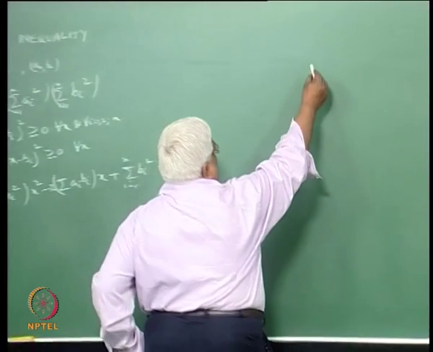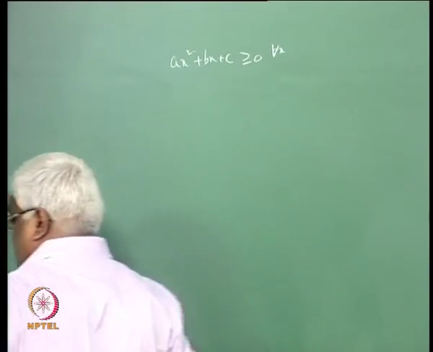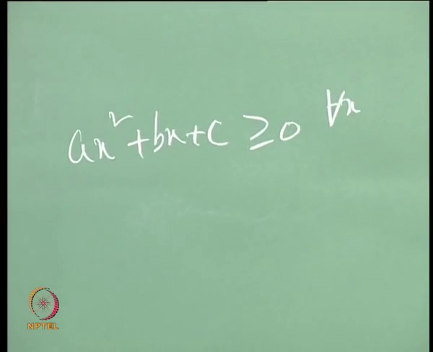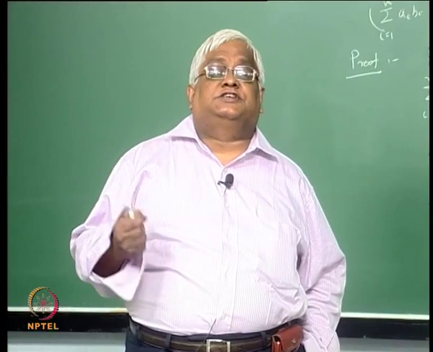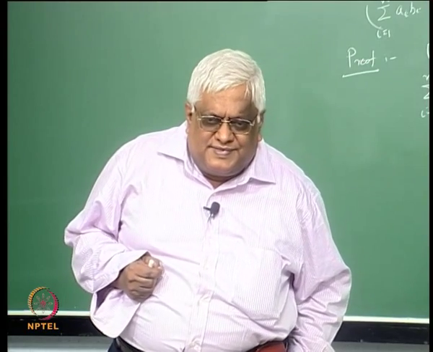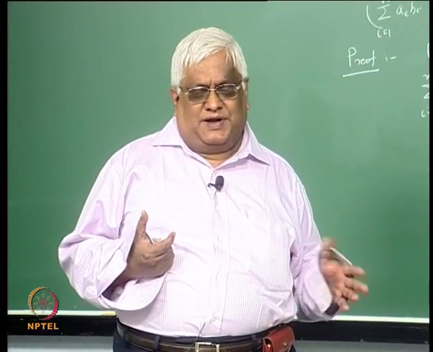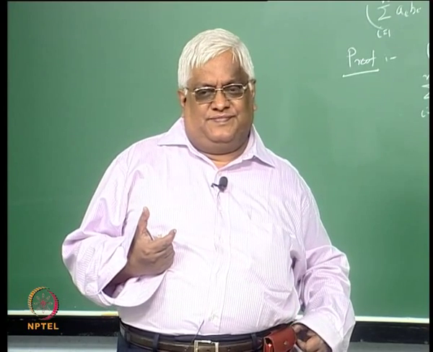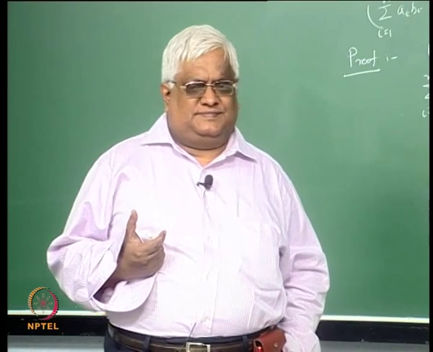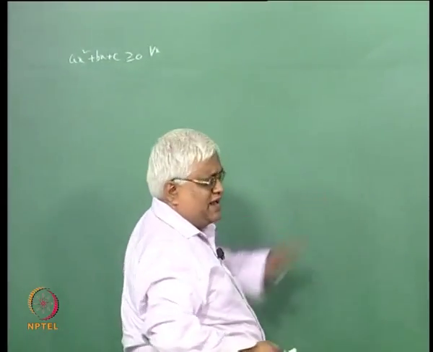Now, suppose ax square plus bx plus c is greater than or equal to 0 for all x, then what can you say about a, b and c? What can you say about the b square minus 4ac term? Can you say anything? No, all of them are real numbers. So b square minus 4ac has to be real, but can you say anything? Look at this, I am drawing a diagram here.